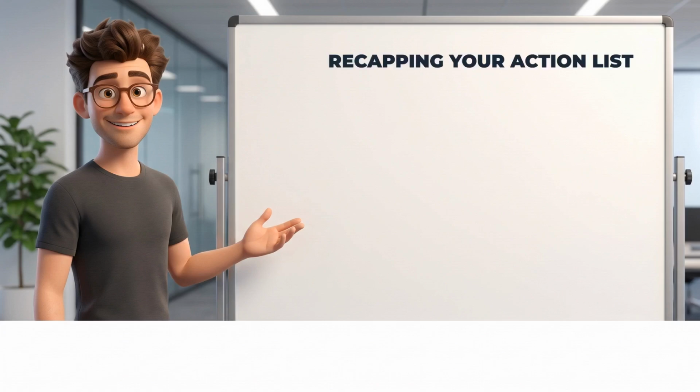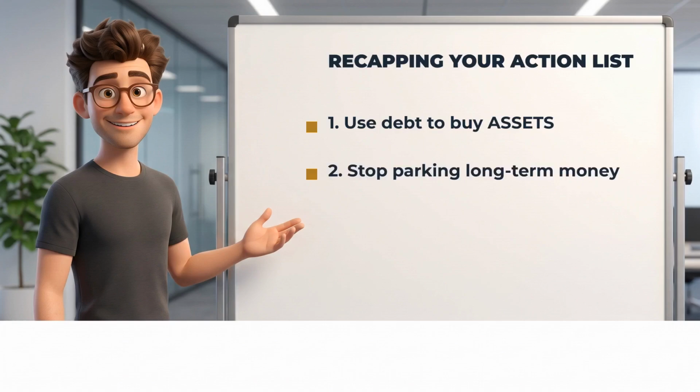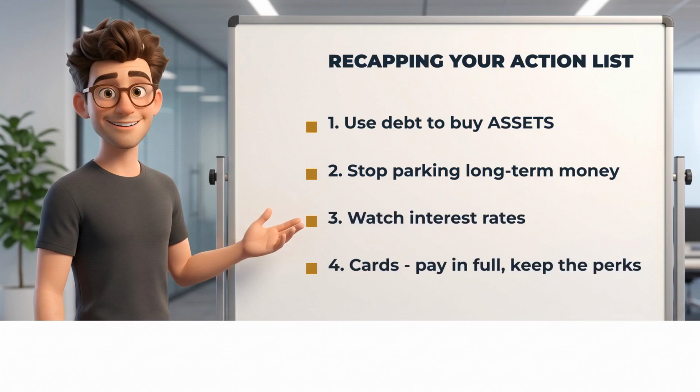Recapping your action list. 4 things. Use debt for assets that earn more than they cost. Stop parking long-term money in a savings account that loses to inflation. Watch interest rates. They tell you when money is cheap. And run your credit card so the bank never earns a cent from you, while you collect the perks.